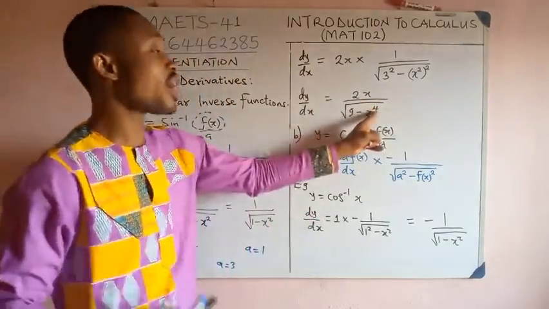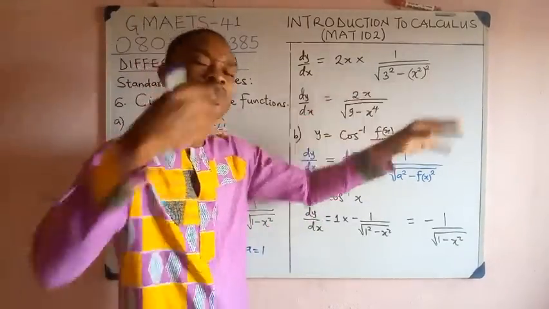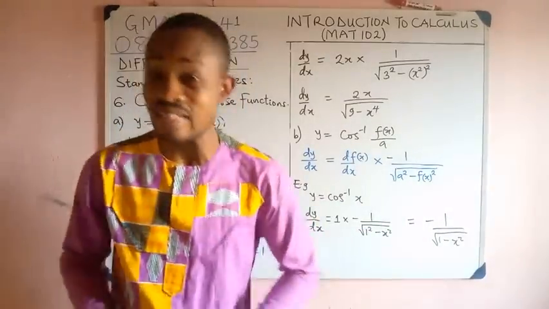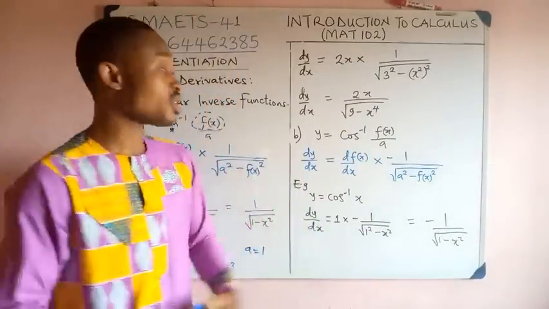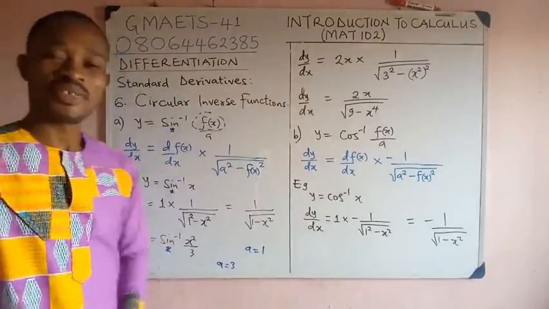Simplifying this further, 2x times 1 gives us 2x all over the square root of 9 minus x raised to the power 4. How did we get this x raised to the power 4? If a term is carrying 2 or more powers, according to the power law of indices, all you need to do is to multiply the powers out. So that's how we got this result.